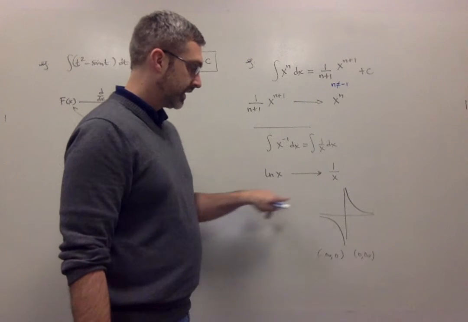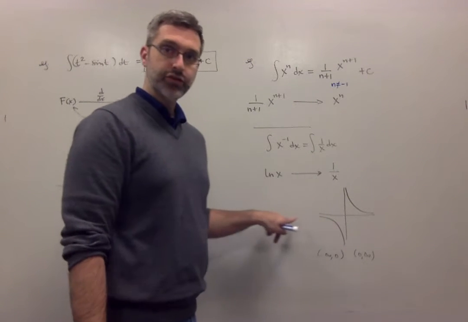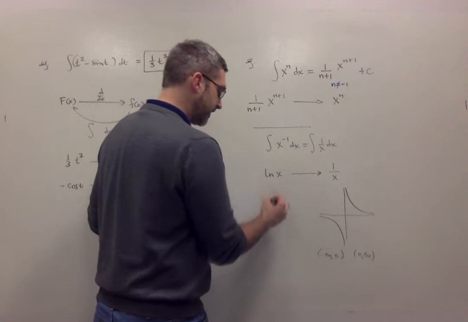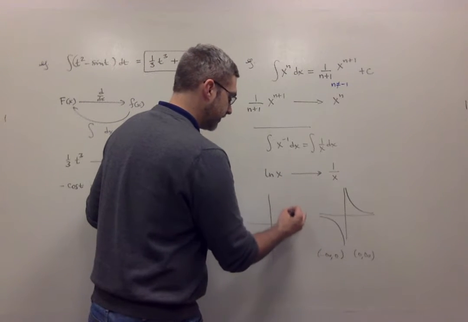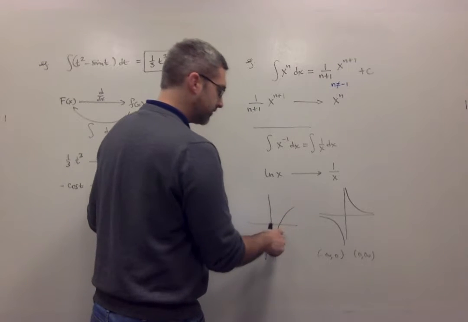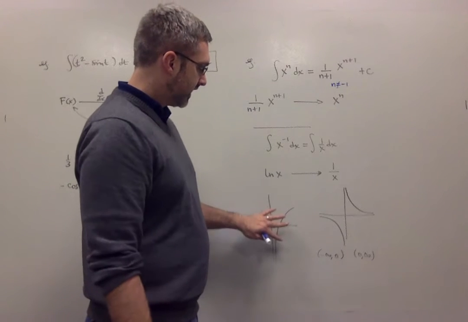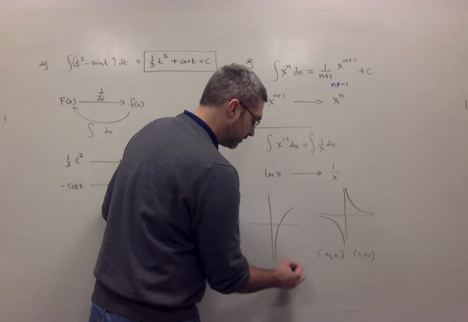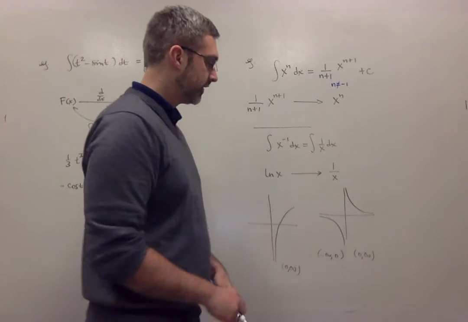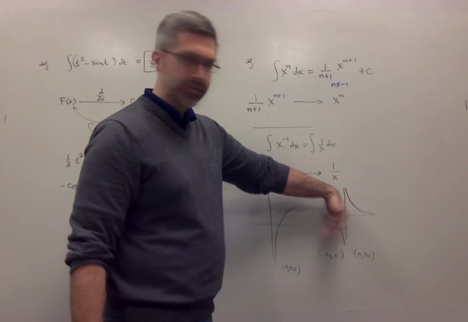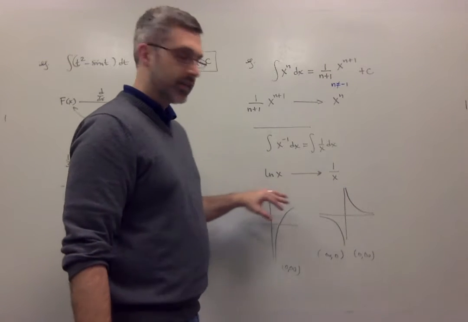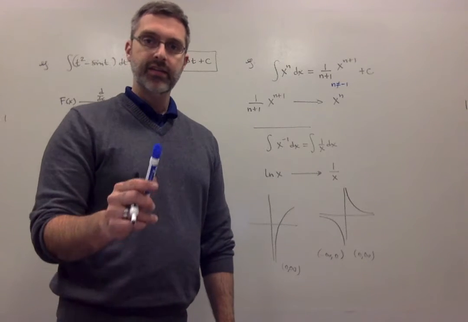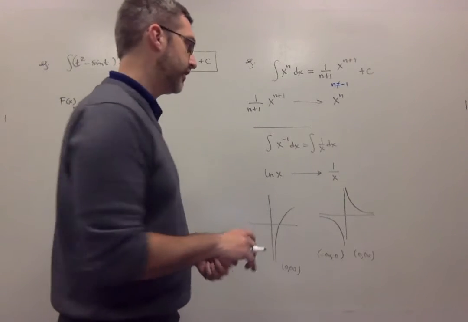There should be a function that when I differentiate it gives me this part, and there should be a function that when I differentiate it gives me this part. The problem with using this answer right here, natural log of x, is that the domain here is just 0 to infinity. It's not everything. So if we started with some negative part of this function, this answer is not going to give me an antiderivative for that. But there is a function that will give me an antiderivative.